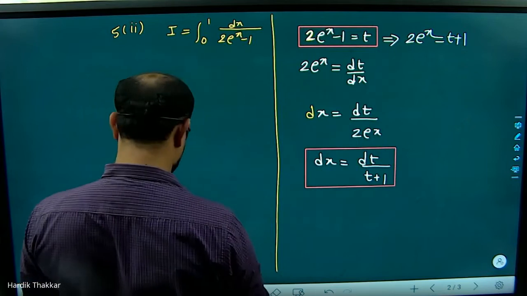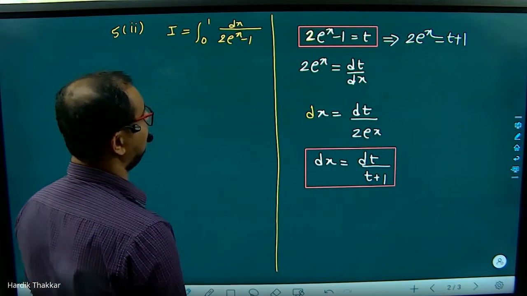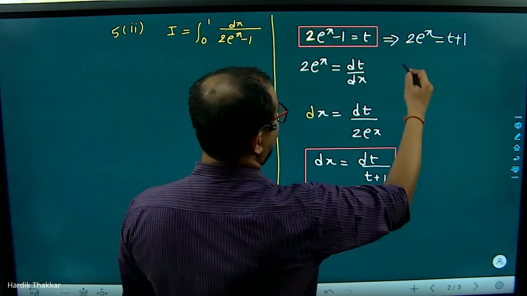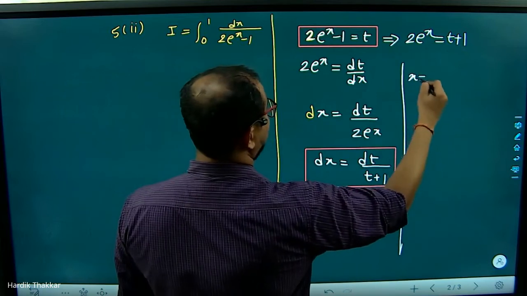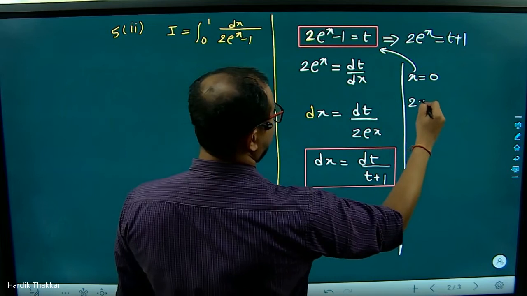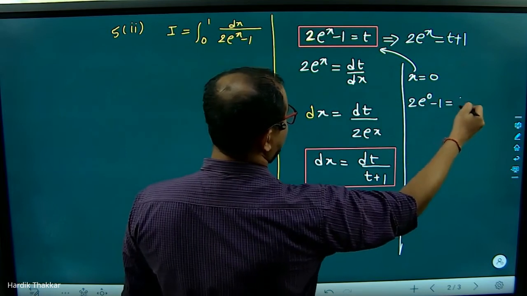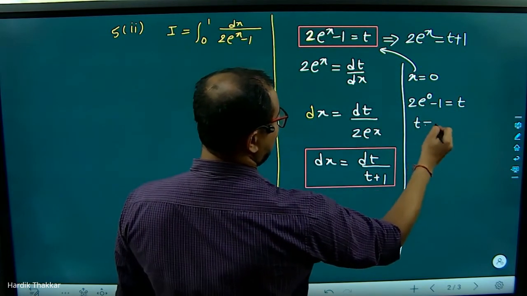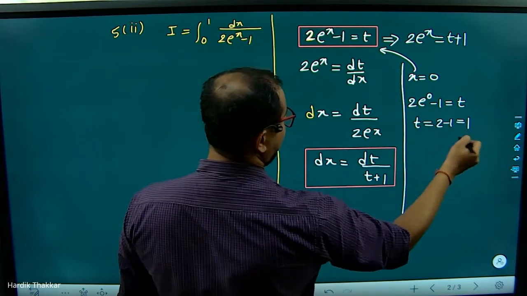Further, we can also change the limit here. The lower limit is x equal to 0. When we put x equal to 0 here, it will be 2 e raised to power 0 minus 1, that is equal to t, and t will be 2 minus 1, that is equal to 1.